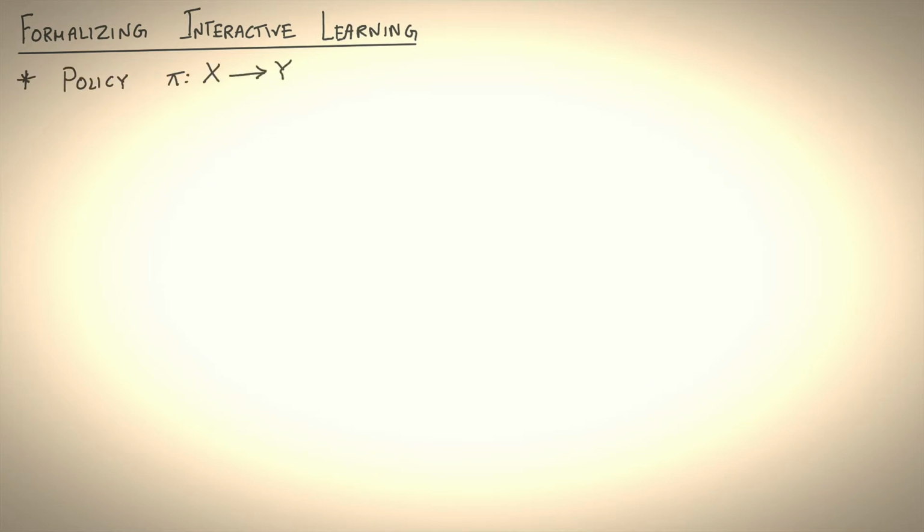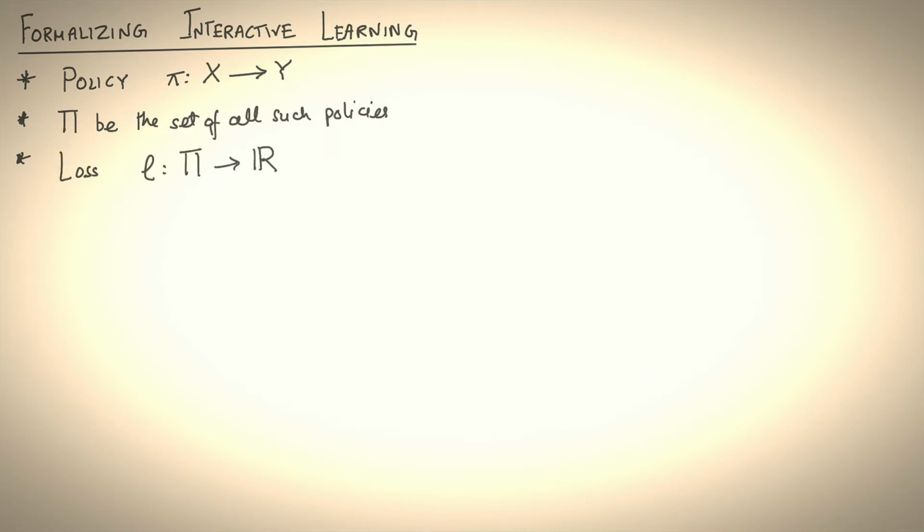So let's introduce a little bit of math to formalize interactive learning. First, our goal is to learn a policy pi. Think of a policy as a mapping from inputs x to outputs y. Let capital Pi be the set of all such policies. Finally, we need a loss function, L, that maps a policy to a real number. Now we're going to play a game. This is going to be a game between a learner and an adversary.